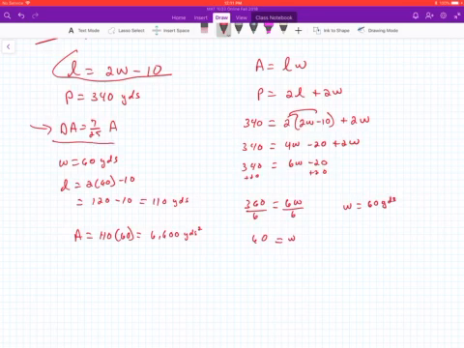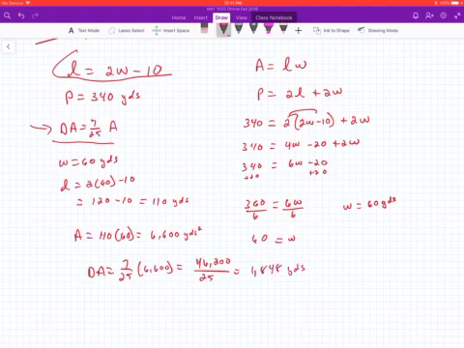Now I know that the defensive area is 7/25 of the total area. So my final answer is going to be 7/25 times 6,600. If I multiply the 6,600 times 7, I get 46,200 divided by 25. And if I divide that by 25, I get that the total defensive area is 1,848 square yards. And that's the answer to section 2.5, number 2.